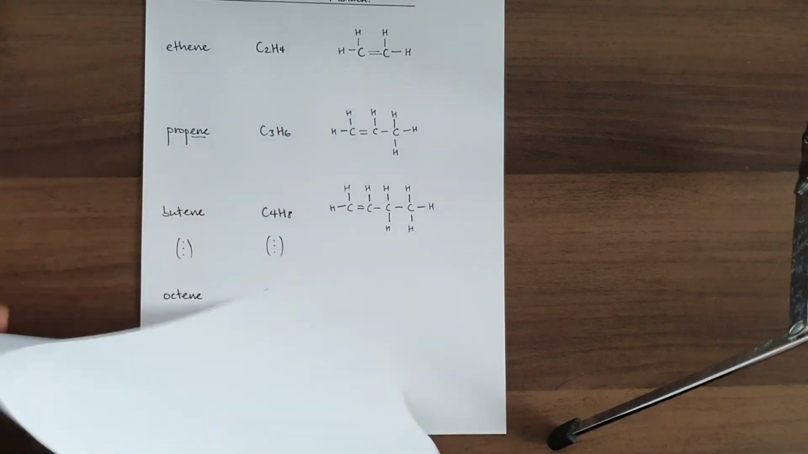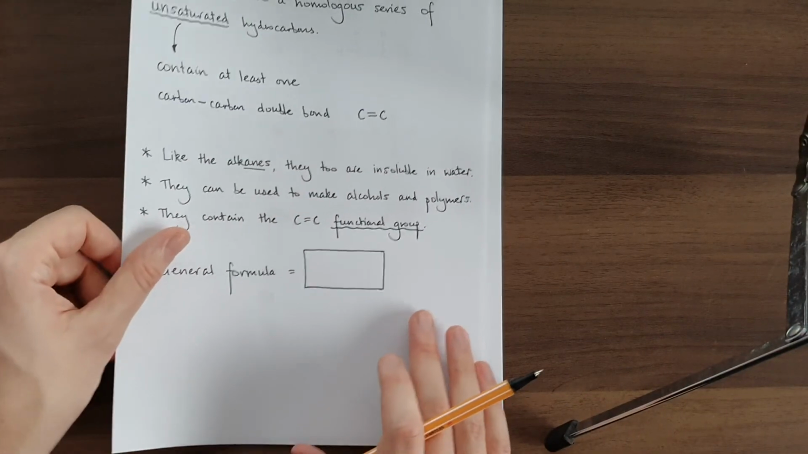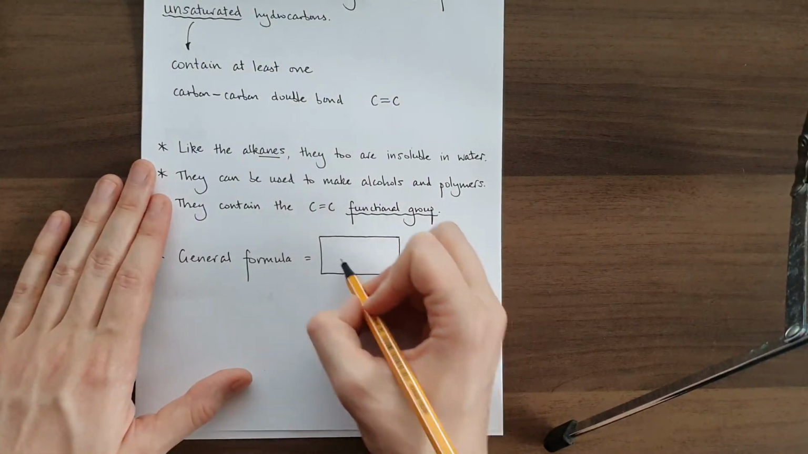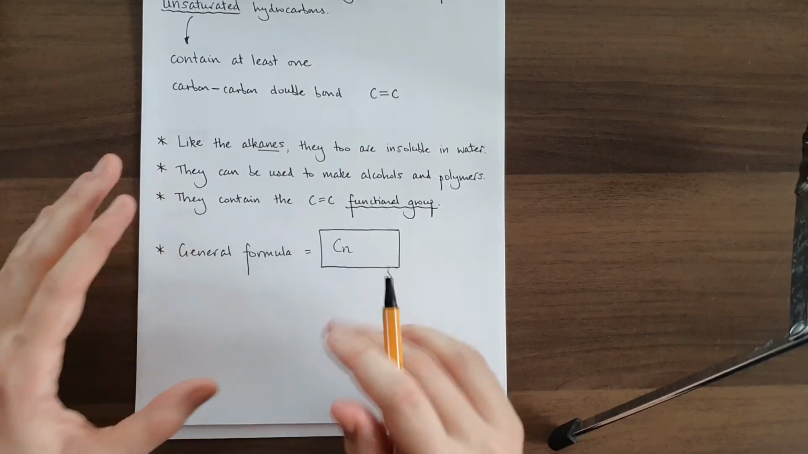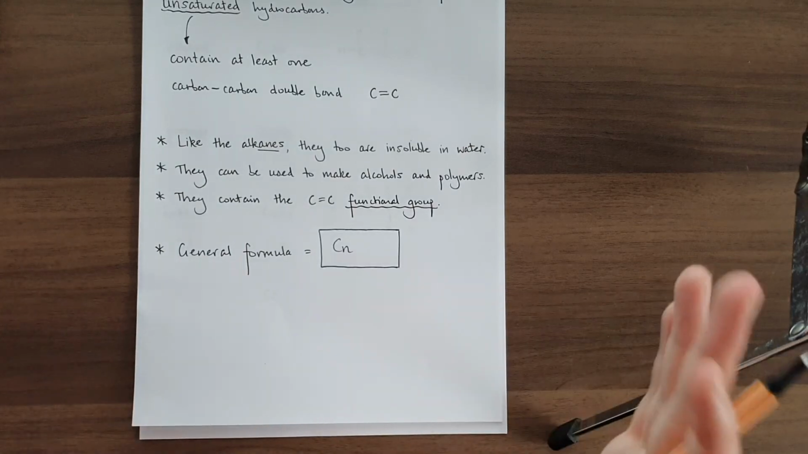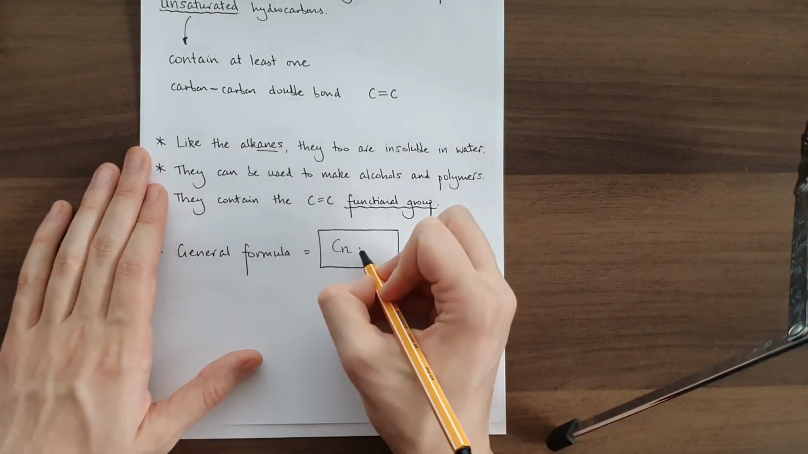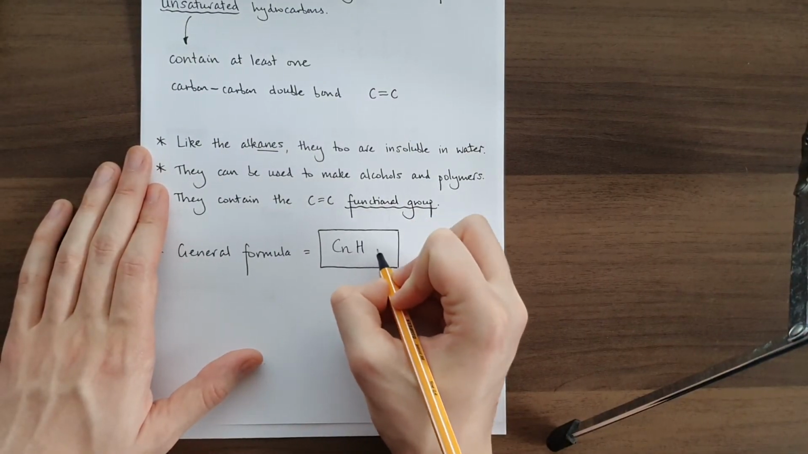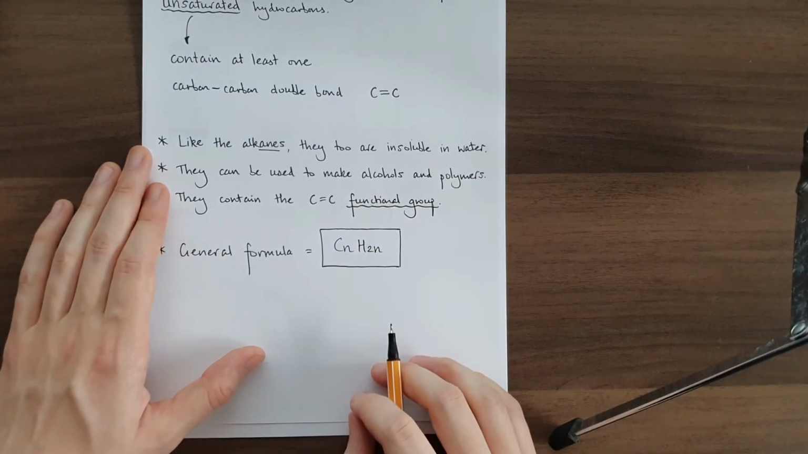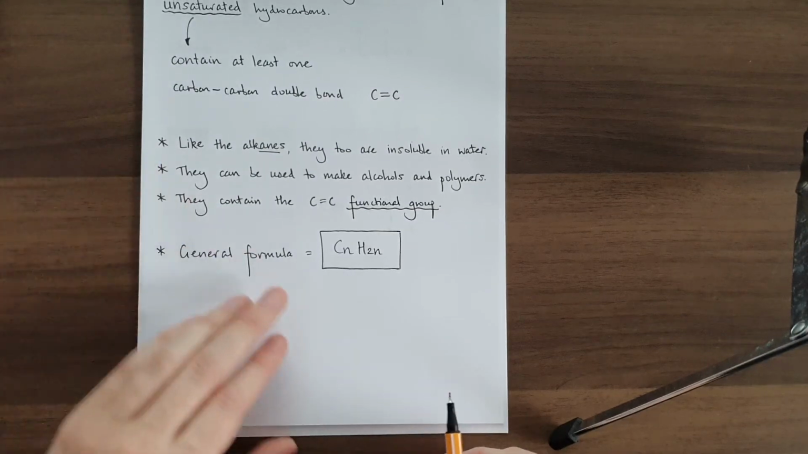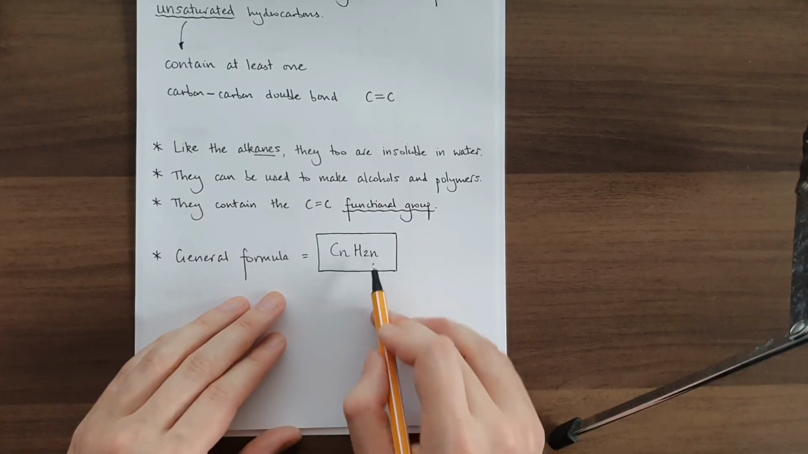So if I go back to my sheet with my box, we can now fill out that the general formula is Cn, where remember n just means 1, 2, 3, 10, 100, however many carbons we have. What we have to do to that n is times it by 2 to get the correct number of hydrogens. So the alkene general formula is CnH2n.